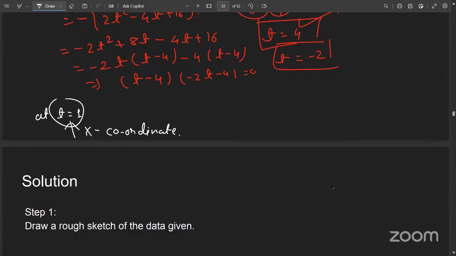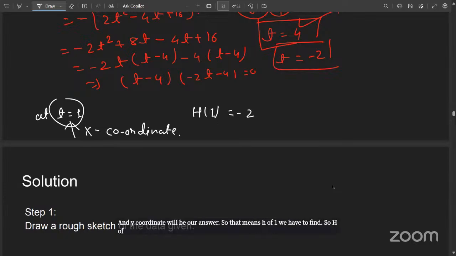And the y coordinate will be our answer. So that means we have to find h of 1. So h of 1 is nothing but minus 2 plus 4 plus 16, right?